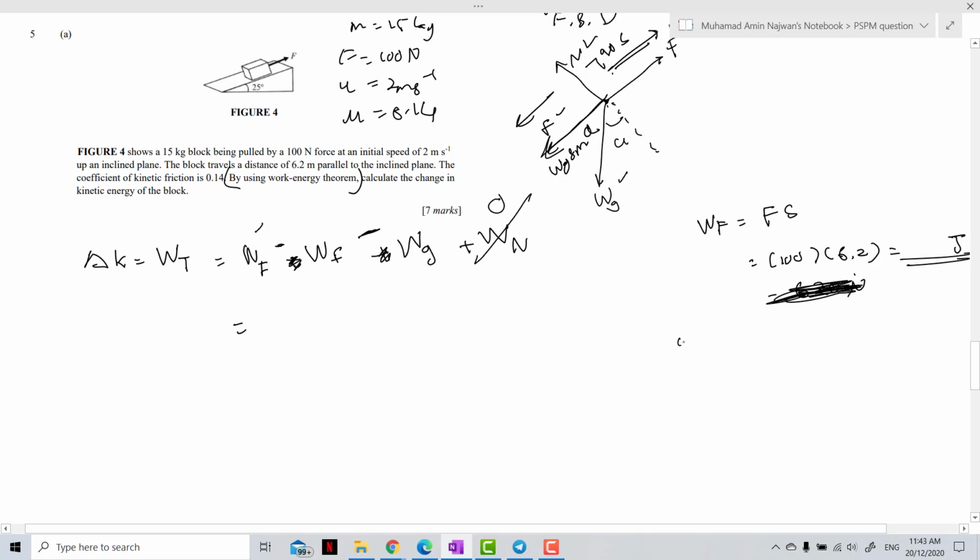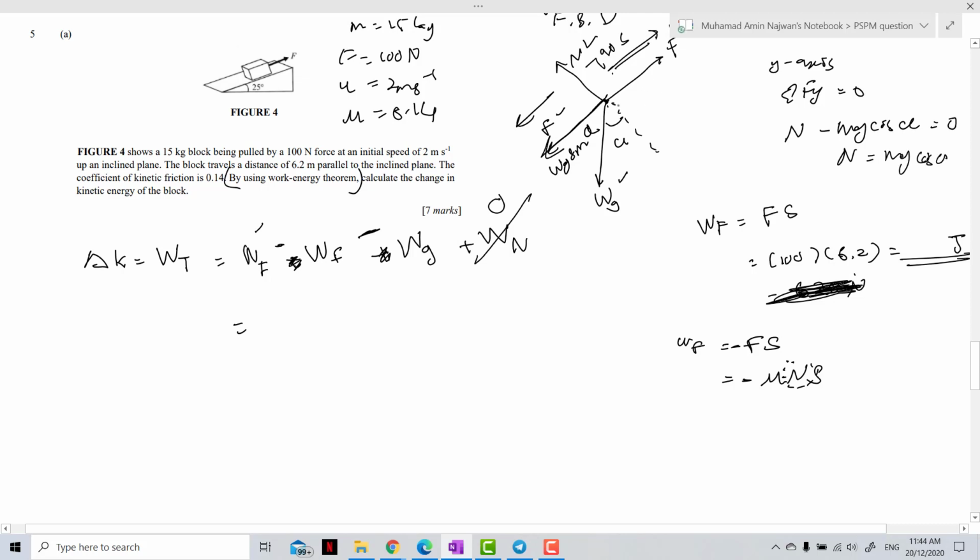Settled. Now work friction. Work friction would be equal to negative Fs. But remember our F is mu N, but we don't have the normal. So when there's no normal, you focus on your y axis. Your y axis is summation of Fy equals zero. So normal minus mg cos theta will be equal to 0. So our normal is actually mg cos theta. Where does mg cos theta come from? It's over here, mg cos theta. So from here you will get work friction equals negative mu mg cos theta S. So that is our work friction.